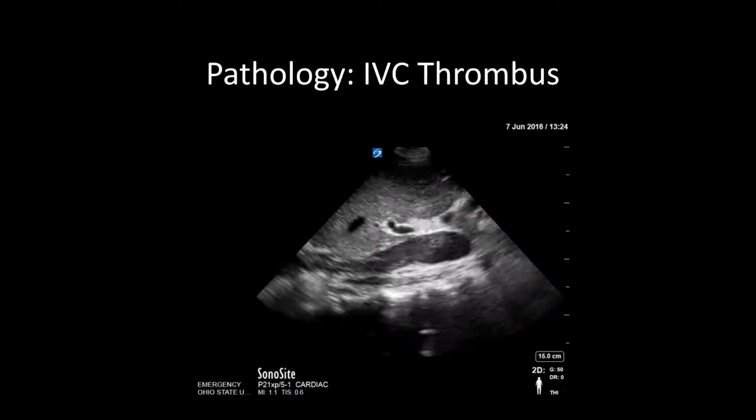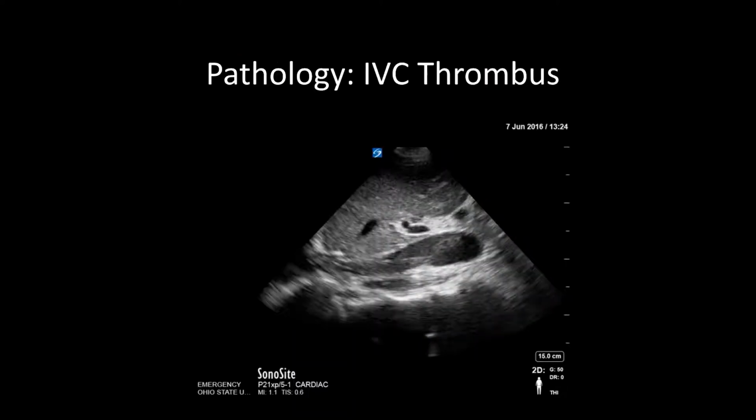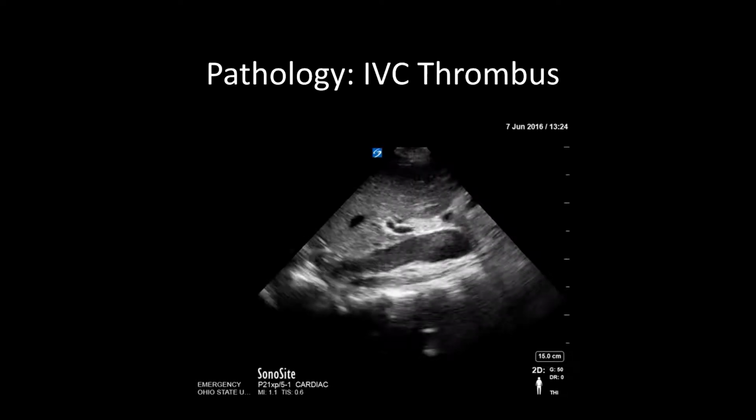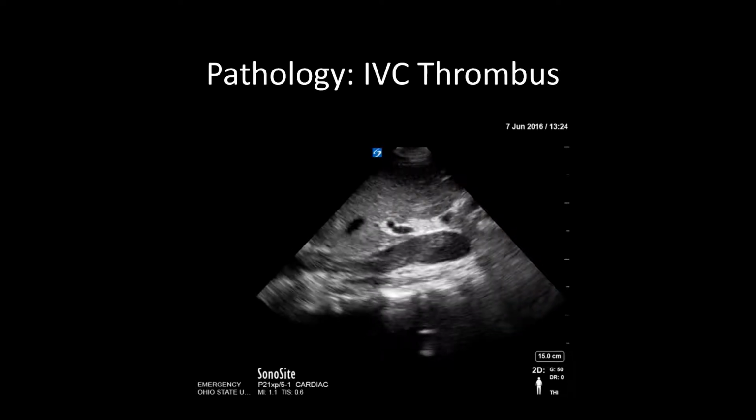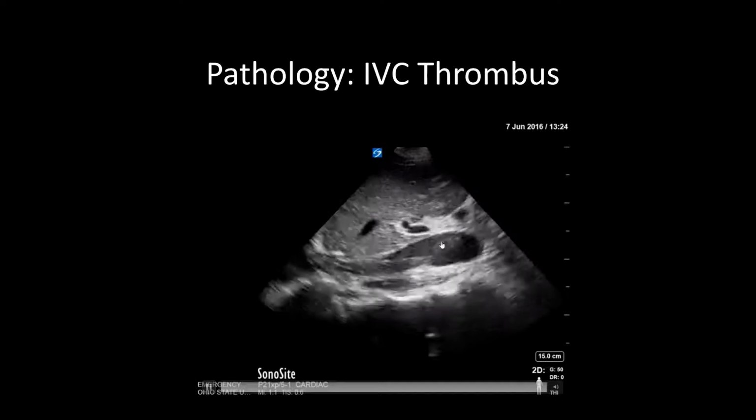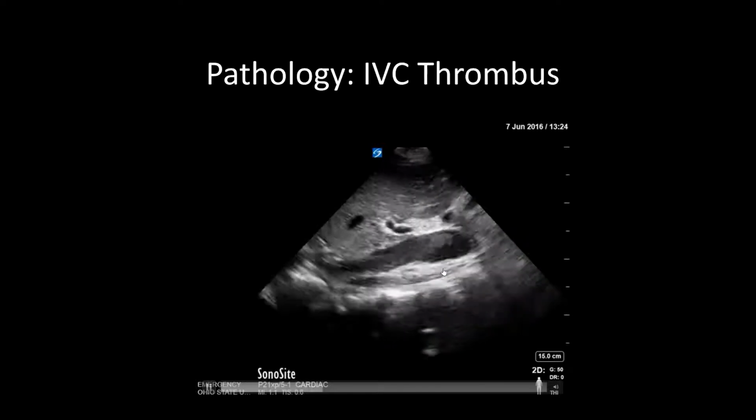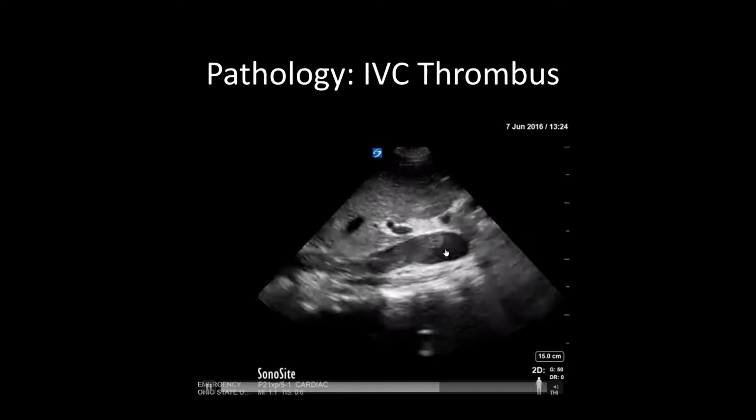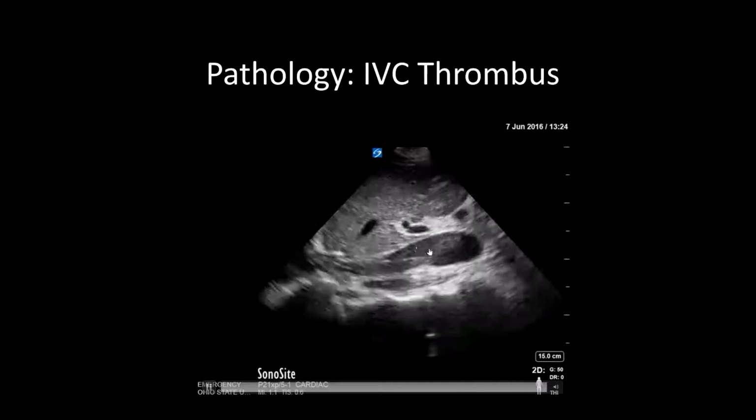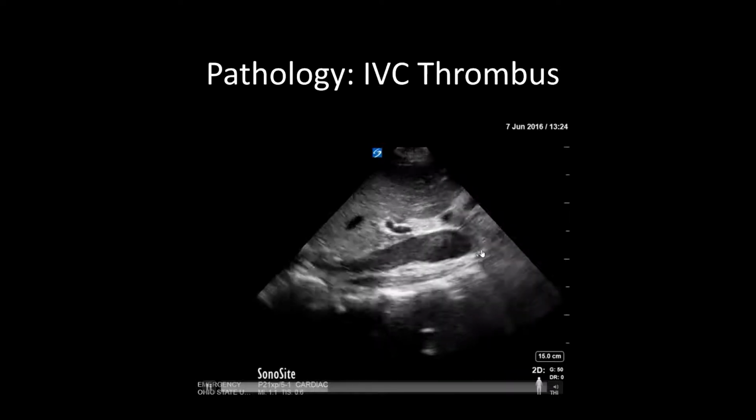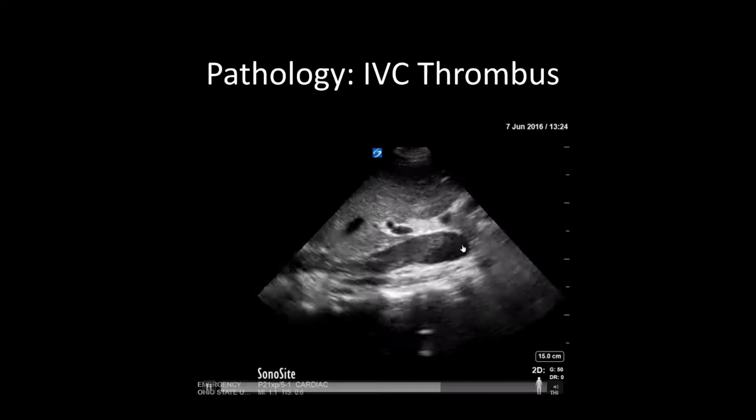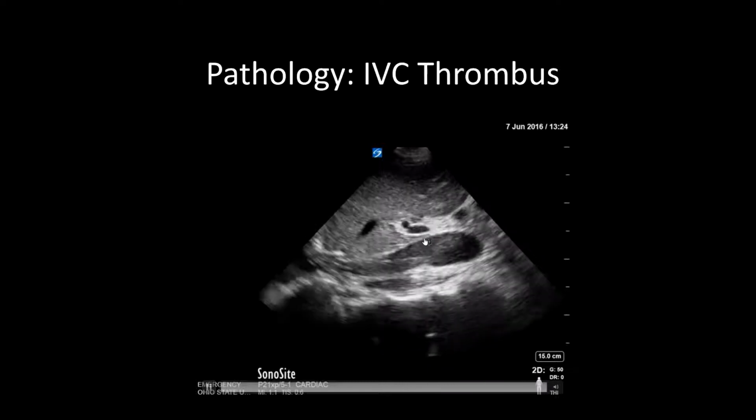One other pathology we may be able to visualize is a thrombus within the IVC. As you can see here, we have what should be an anechoic tube, however, it appears that there is something within it. This is a thrombus. You can note a little bit of anechoic region around it. If we were to place color, those regions would have flow versus the thrombosed area would not.